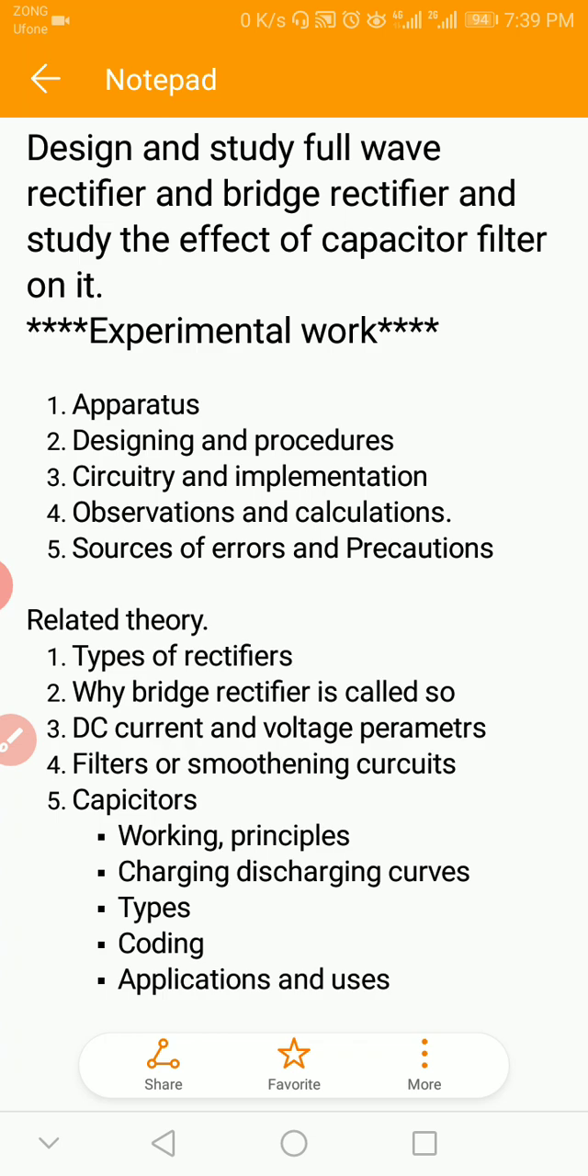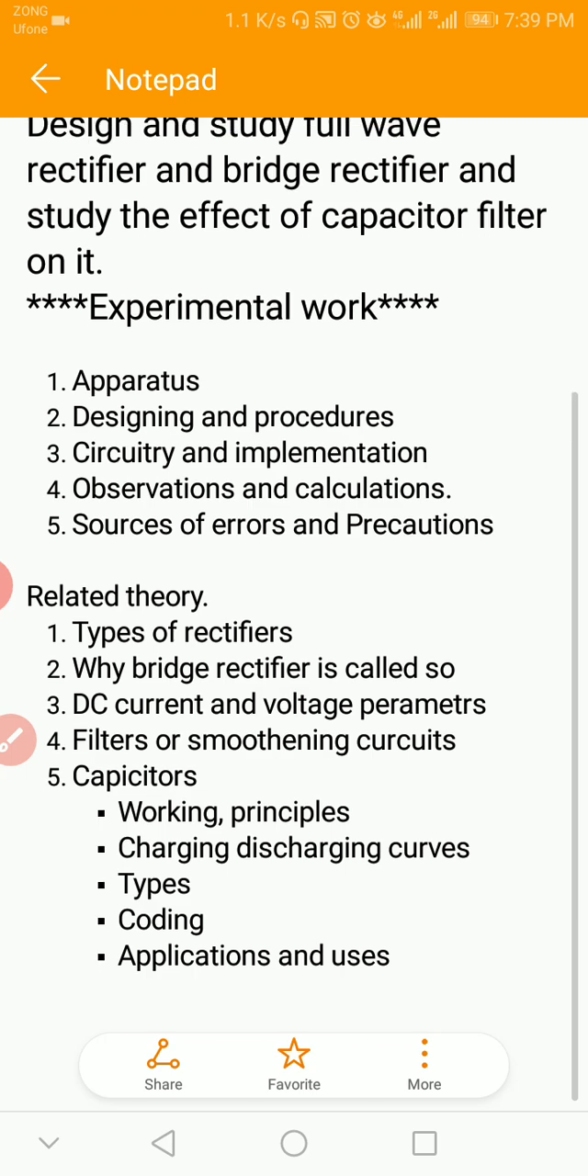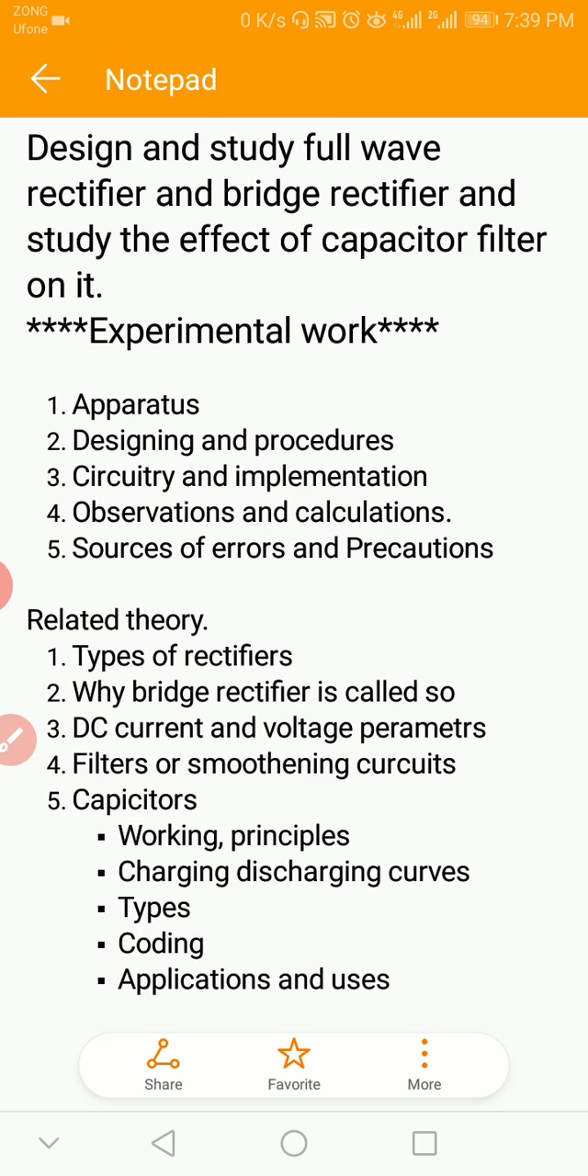Related theory. Afterwards, in related theory, you must write types of rectifiers and we implement bridge rectifier. So you must explain why bridge rectifier is called bridge rectifier. Then DC current and voltage parameters. And the fourth point is filters and smoothing circuits. You must mention and explain capacitor filters, inductor filters and other types of filters.